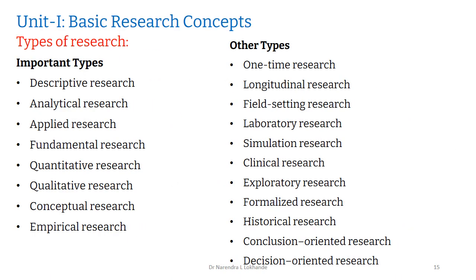Basic research concept includes different types. Different types of research have been done by researchers, and some important types are descriptive research, analytical research, applied research, fundamental research, quantitative research, qualitative research, conceptual research, and empirical research. These are the 8 important types of research. Apart from that, there are some other types also: one-time research, longitudinal research, field setting research, laboratory research, simulation research, clinical research, exploratory research, formalized research, historical research, conclusion-oriented research, and decision-oriented research.